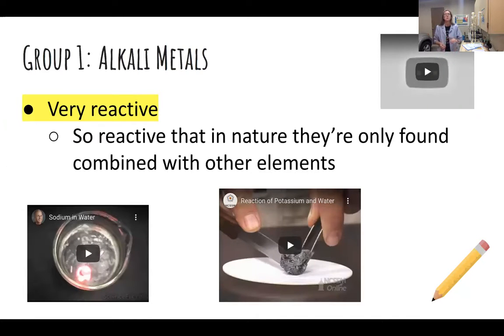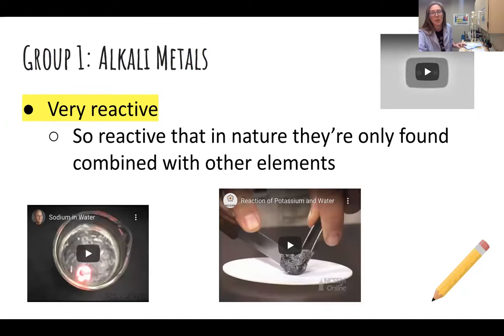I have a couple YouTube videos here that show just how reactive they are. These are types of elements that will explode with water. They'll explode when exposed to air. Like they are crazy reactive. I'll post the links here on Google Classroom so you can watch them at your own personal leisure. But these guys, so reactive. Cannot stress enough. Group 1 is very reactive. I've highlighted it here because if you remember one thing about your alkali metals, it should be that they are so reactive. So reactive.